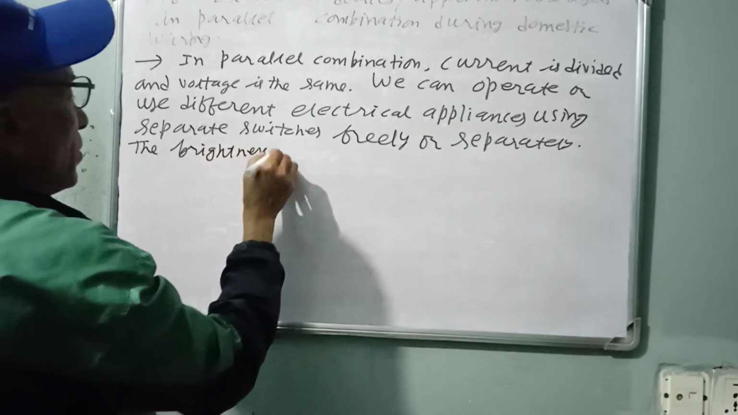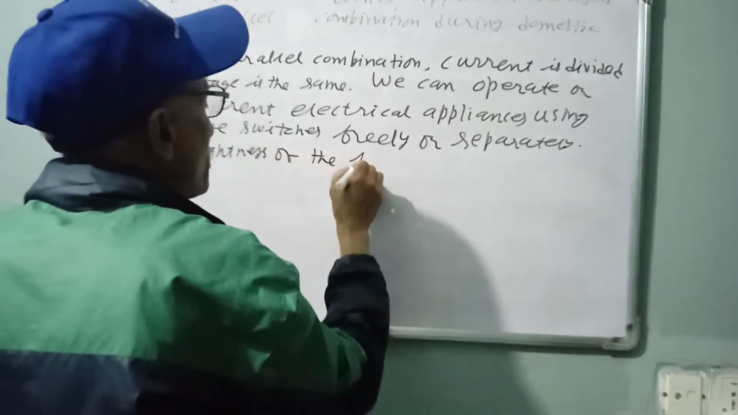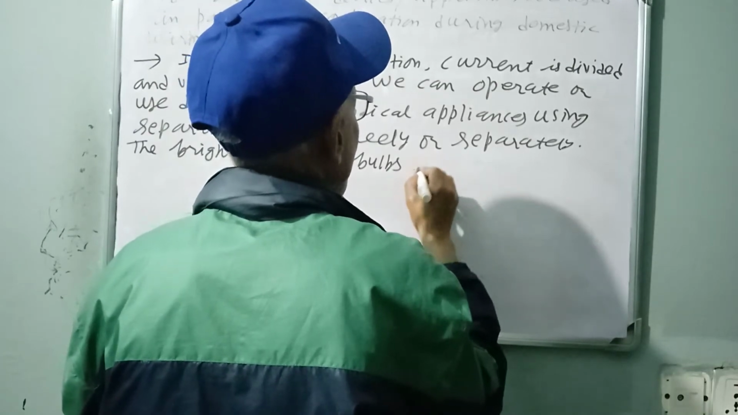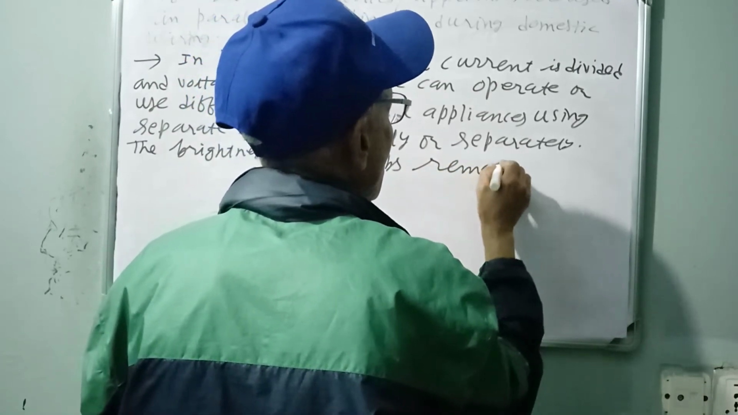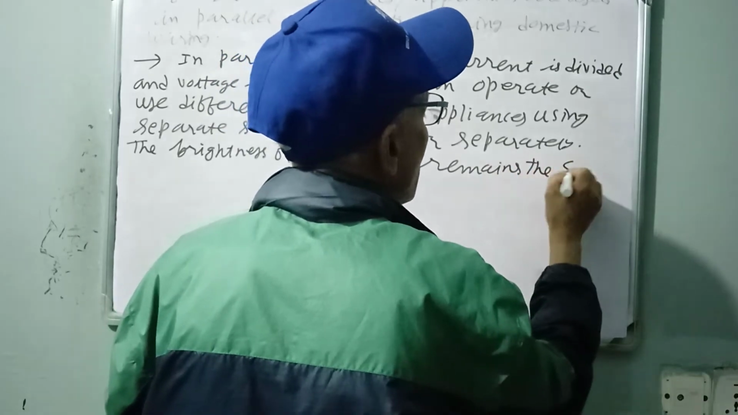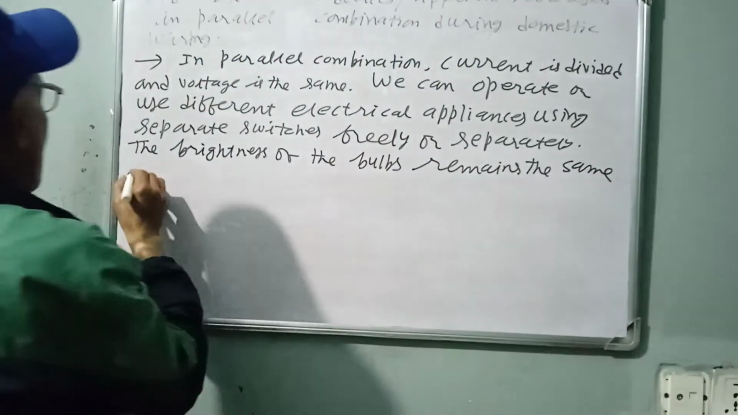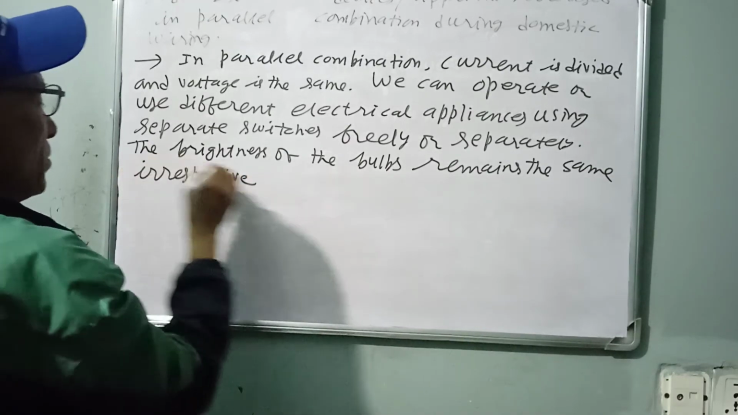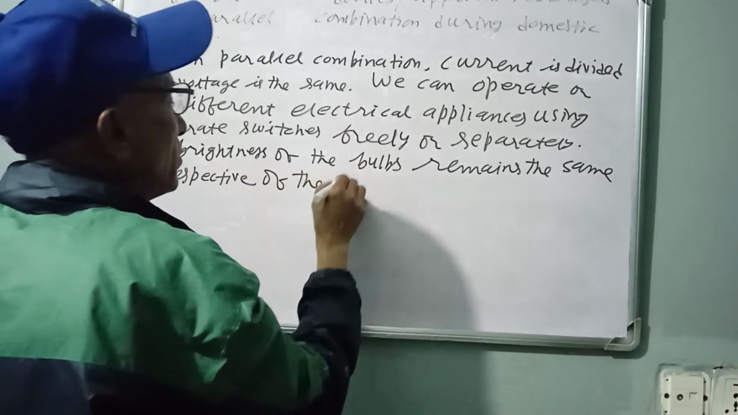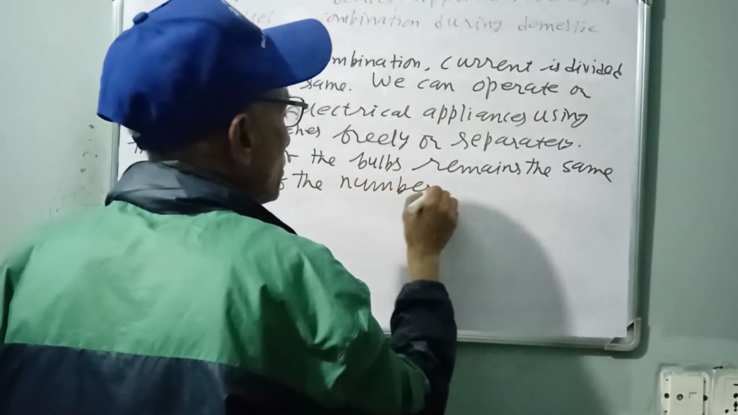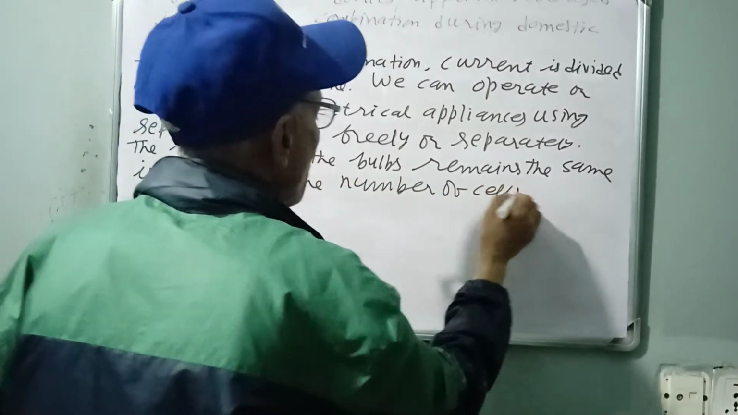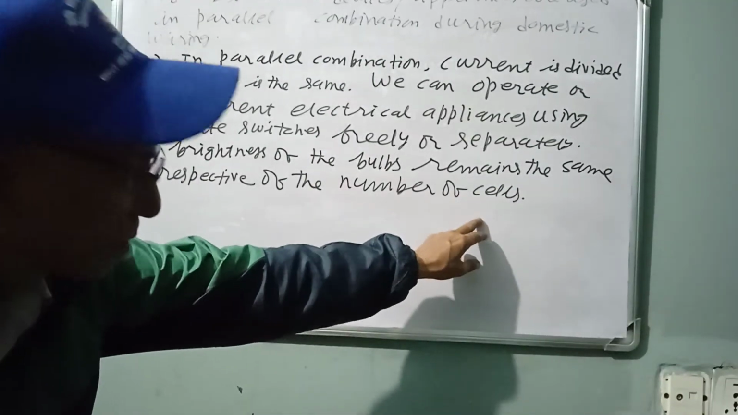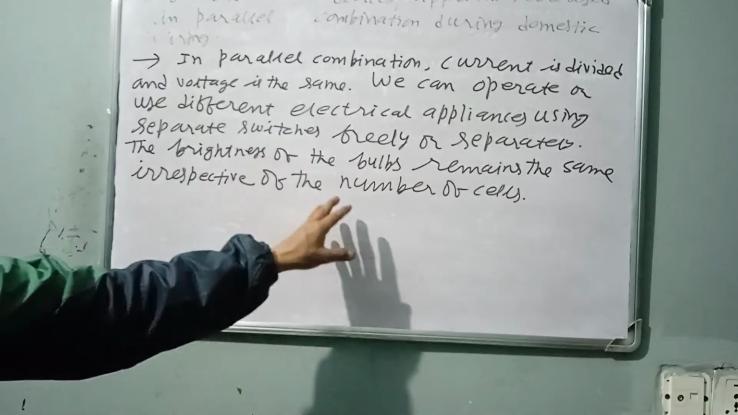The brightness of the bulbs remains the same irrespective of the number of cells. What does it mean? Irrespective of the number of cells means whether cells are increased or decreased, the brightness remains the same.